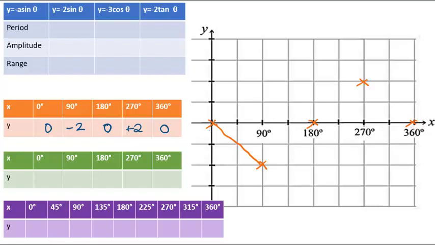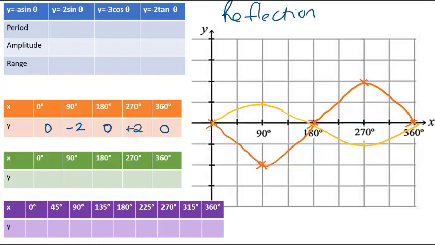This here is our new sine graph. If I draw our normal sine graph, it would look like this. This is what sine would normally look like. So what happens is when you are doing a negative sign in front of your coefficient, the result is what we call a reflection. So where your graph would go up, it now goes down. Where your graph would go down, it now goes up. Let's answer the questions.